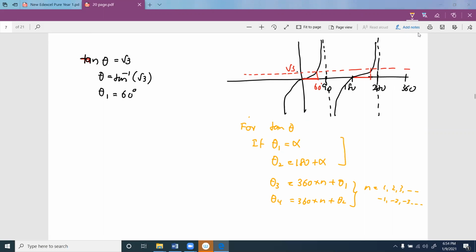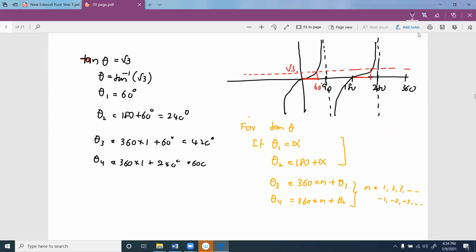Then you can say over here, it's pretty simple. Second angle, theta 2, becomes 180 plus 60. That is 240. Then theta 3, how do you get it? You can say 360 into 1 plus the first angle, 60. That is 420. Then theta 4: 360 into 1 plus the second angle, 240. That turns out to be 600.